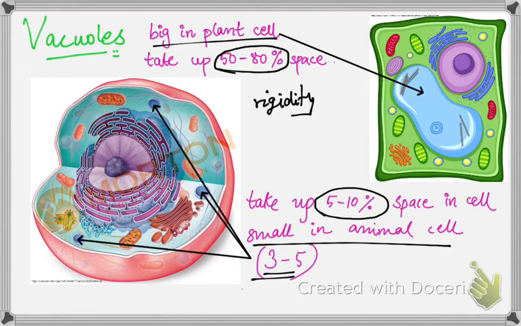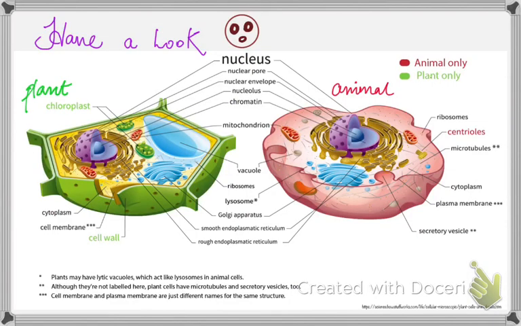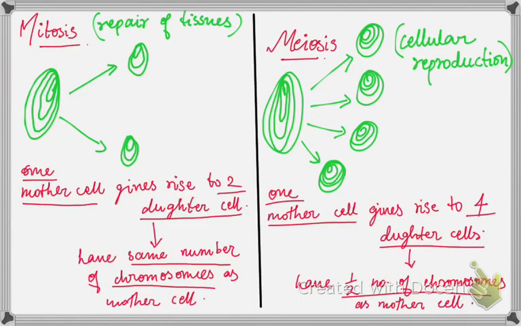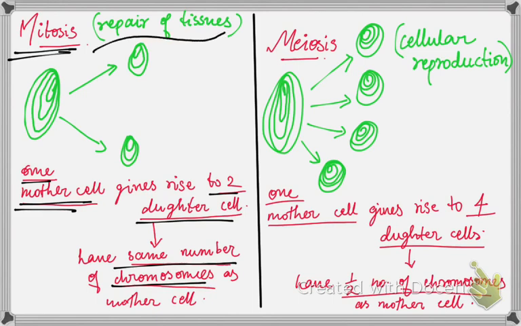And then finally we come to the last topic of this chapter. We have two types of reproduction here, and we'll be studying them both very briefly. So the first one is mitosis. In this, one cell gives rise to two identical daughter cells which have the same number of chromosomes as the mother cell, and this type of reproduction, that is mitosis, takes place generally when there is repair of tissues.